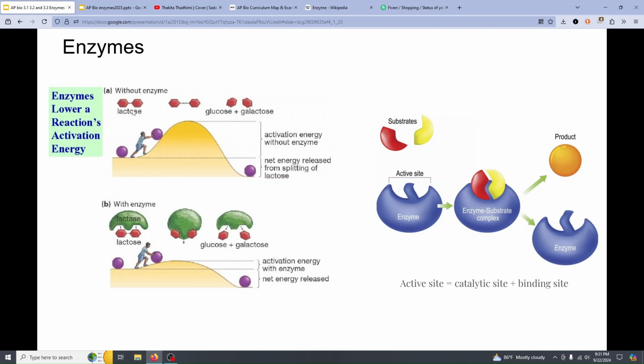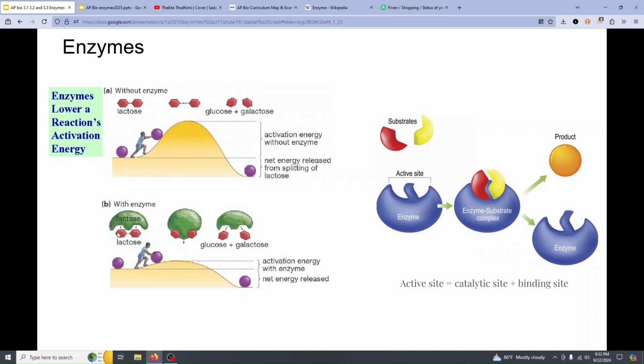So here you have an example of lactose. Lactose is a disaccharide made of glucose and galactose, two monosaccharides. They are held together by a bond. Now, if you just have lactose sugar, and you wait for a long period of time, for it to spontaneously break down into glucose and galactose, it's going to take a really, really long time, and it's going to take a lot more activation energy to do that.